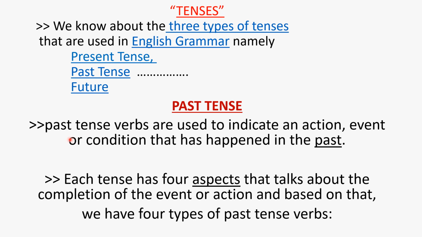Look at here. Past tense verbs are used to indicate an action, event or condition that has happened in the past. Each tense has four aspects that talk about the completion of the event or action, and based on that we have four types of past tense verbs.